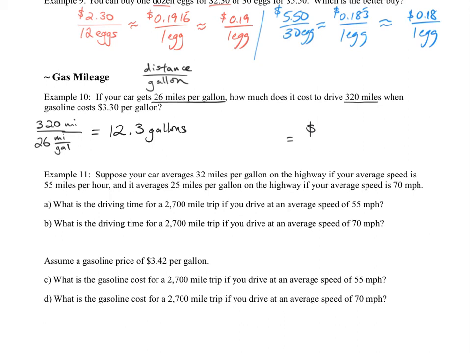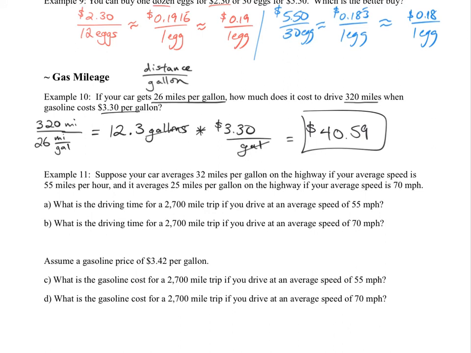Now that we know how many gallons are going to be used, we can multiply that by the price per gallon, $3.30 per gallon, and the units will cancel here, leaving us with 12.3 times $3.3, giving us a total of $40.59 if you round correctly.